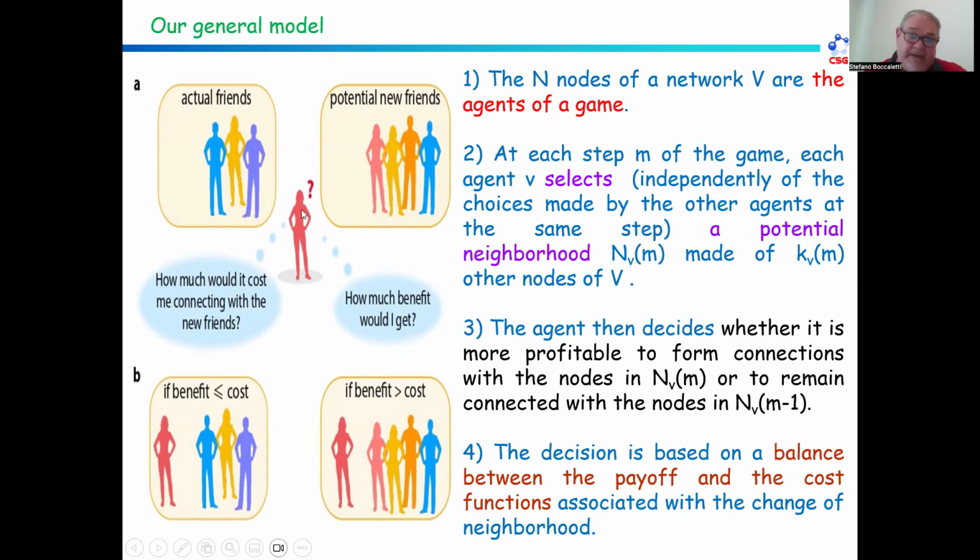Just to show this in a model, imagine that the nodes of a network are the agents of a game. The agent of the game is this red lady. At each step of the game, the red lady has a given neighborhood of actual friends. She is connected, in this case, with a blue man, a yellow woman, and a pink man. But at each time of the game, the agent asks, is it convenient for me to stay with my actual friends or to move to another neighborhood? So I have a second neighborhood, which is potential new friends. As you see, this neighborhood includes part of the actual friends, but also some others who are not contained in the network of the actual friends.